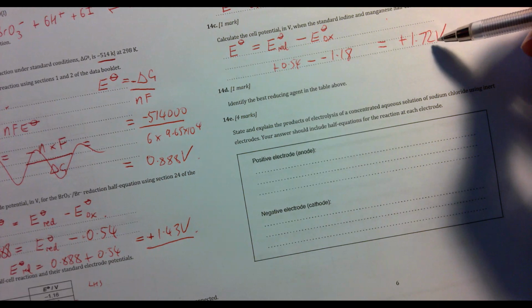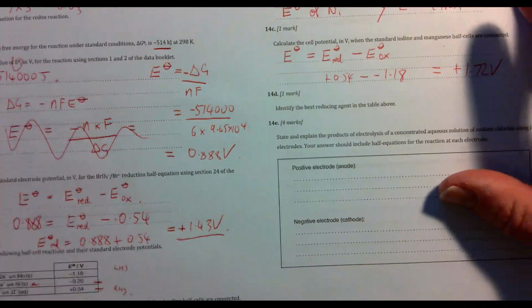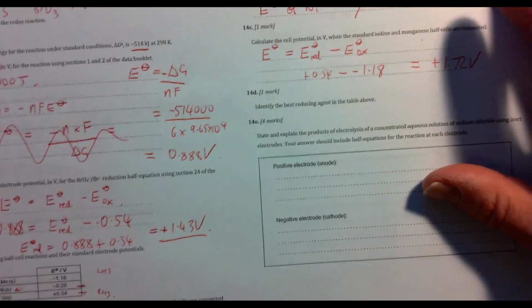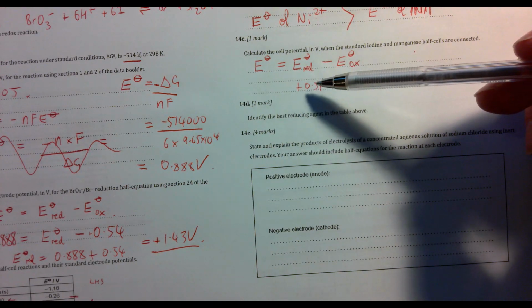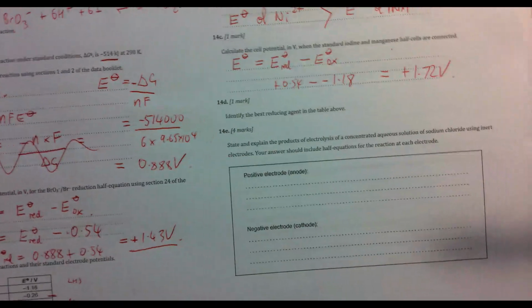A few people gave negative values there, and of course it couldn't be if it's set up properly. If you wrote it out as E right hand side, take away E left hand side, it's exactly the same sum, it's exactly the same answer.